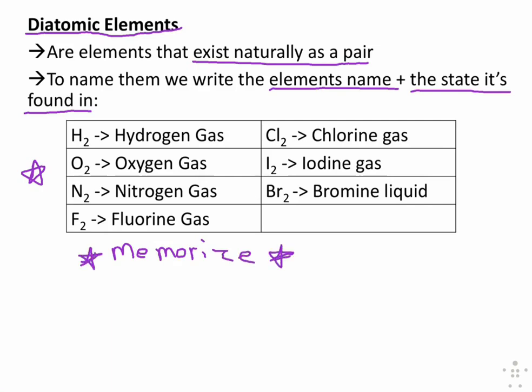All of them are found in the gas state at room temperature, except for bromine, which is a liquid. So if you come across any of these 7 diatomics, you need to name them with the name and the state it's found in. So H2, hydrogen gas, O2, oxygen gas, nitrogen gas, fluorine gas, chlorine gas, iodine gas, and bromine liquid.